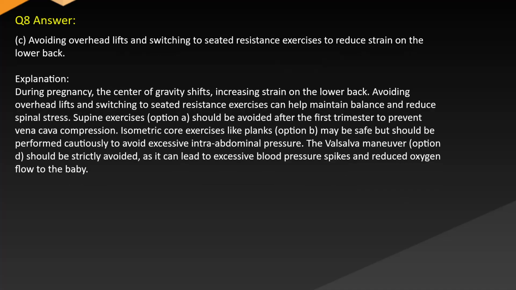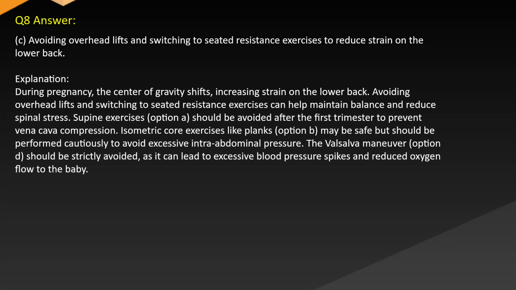Answer C. Avoiding overhead lifts and switching to seated resistance exercises to reduce strain on the lower back. Explanation. During pregnancy, the center of gravity shifts, increasing strain on the lower back. Avoiding overhead lifts and switching to seated resistance exercises can help maintain balance and reduce spinal stress. Supine exercises, option A, should be avoided after the first trimester to prevent vena cava compression.